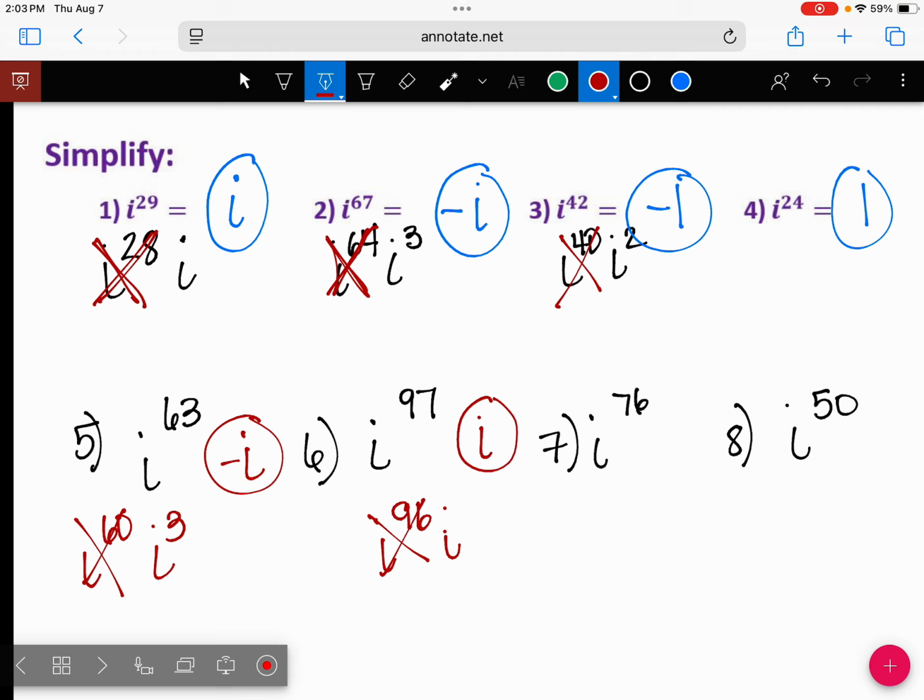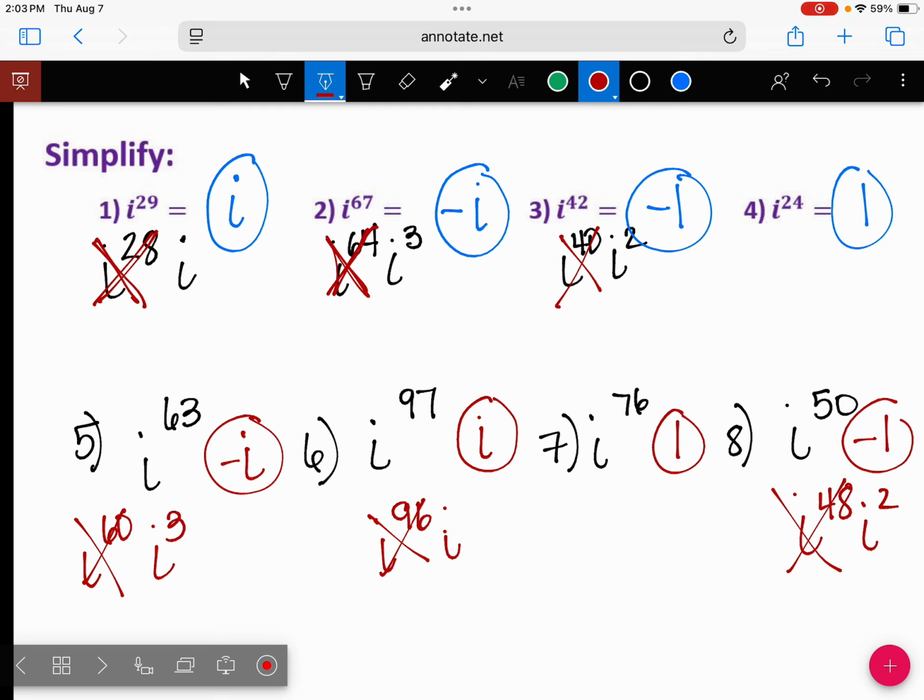All right, what about 76? Positive 1. That's one of our factors of 4. What about 50? -1. Good job. Okay, who got at least 3 right? Hands up high. Who got at least 3 right? Okay, I did good.